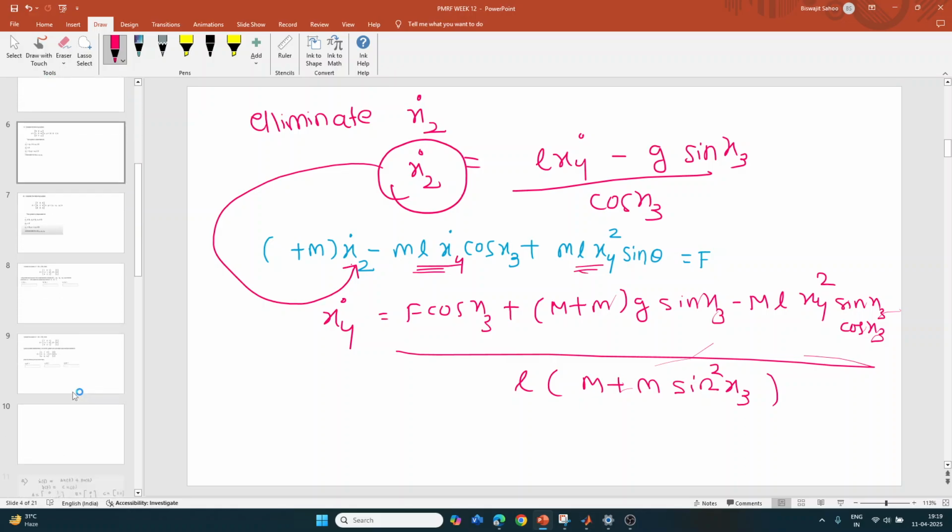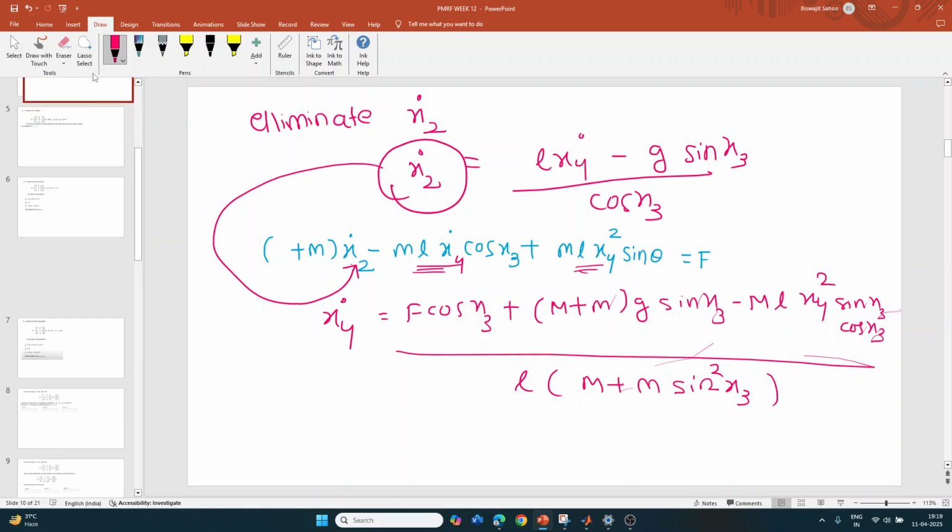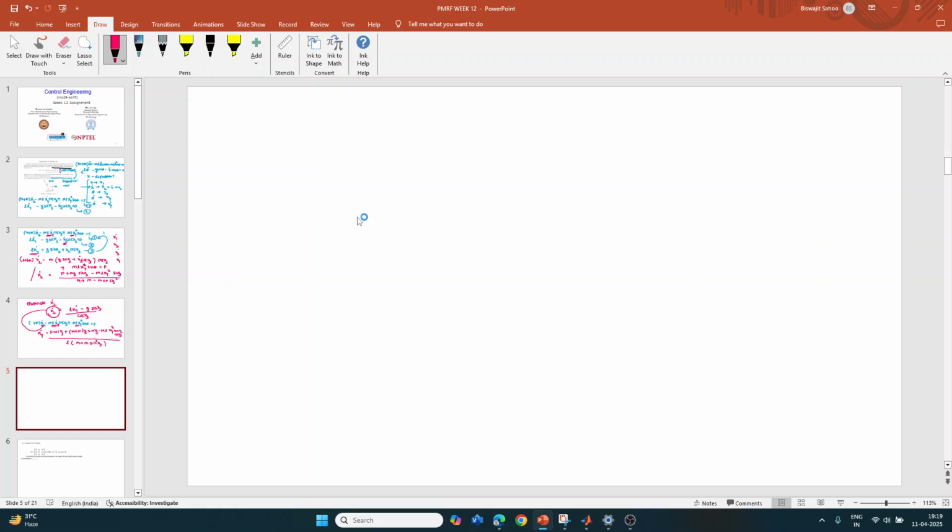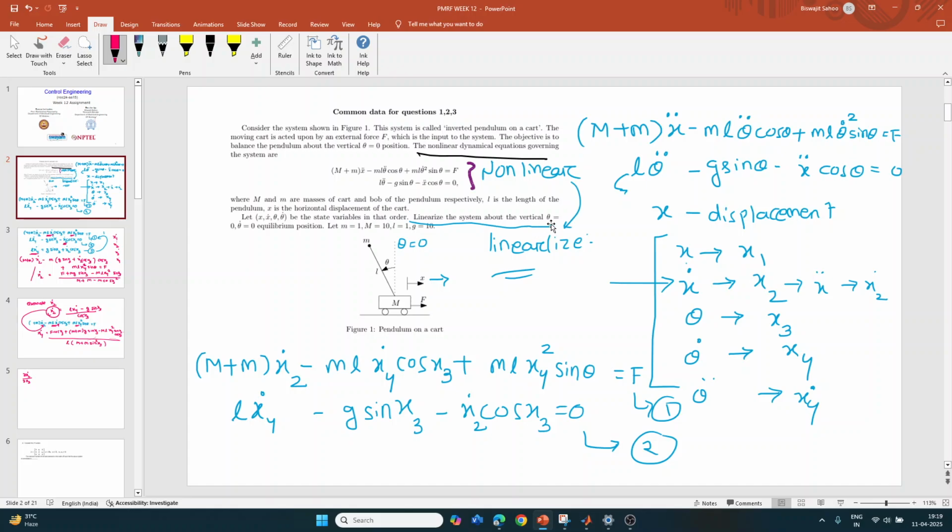So let me give a blank slide. Okay, what you need to do is find out the partial derivative dx2 dot divided by dx3. Because x3 and x4, you can see here, theta equal to 0. Theta equal to 0 means x3 equal to 0, and theta dot equal to 0 means x4 equal to 0. So around these two positions you have to linearize.